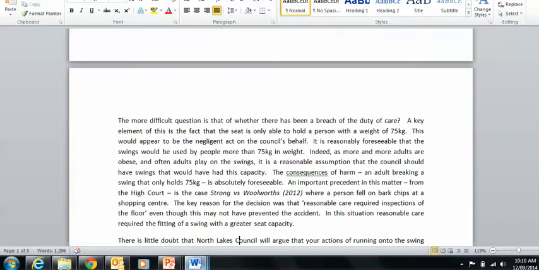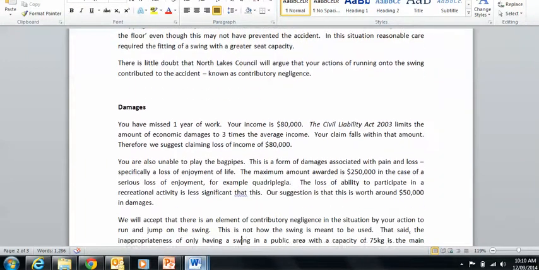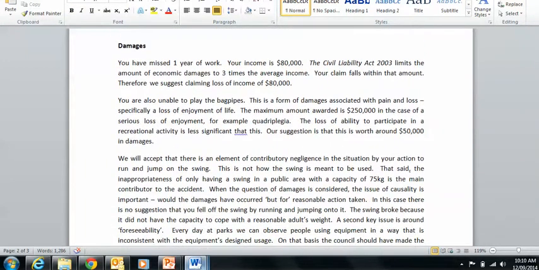Now, the last part of it, the ILAC, should have been the conclusion, right? So I've called it damages because that's what I've dealt with. And here we go. Damages. You've missed 1 year of work. Your income is 80 grand. The Civil Liability Act 2003. So nice job by me getting an act in there. And I hope you can pick out a few acts involved.